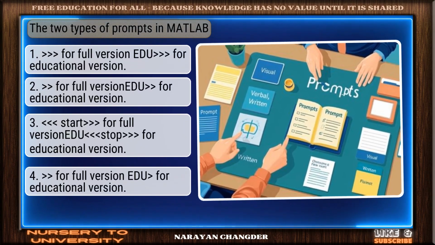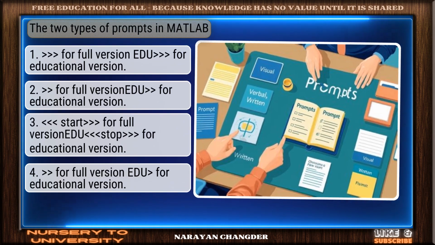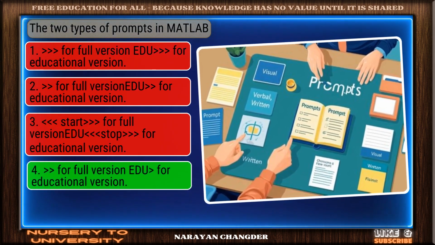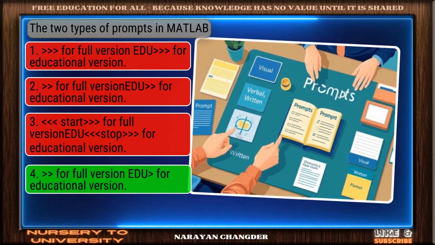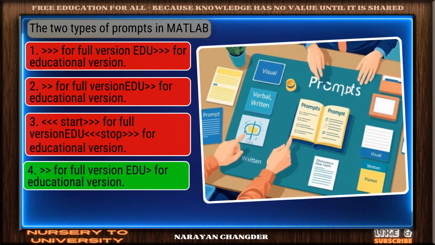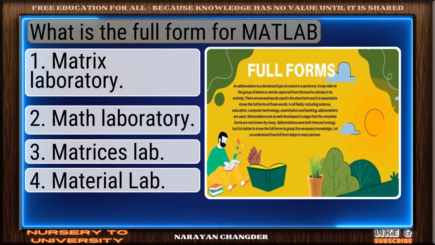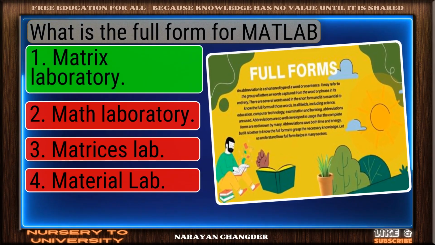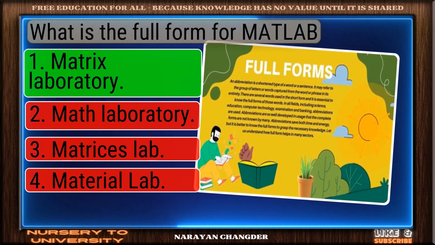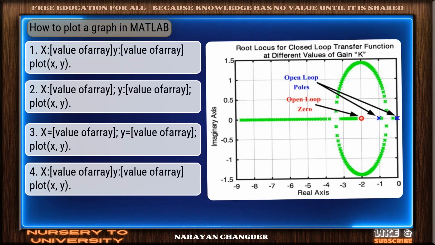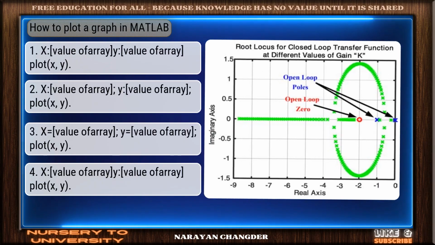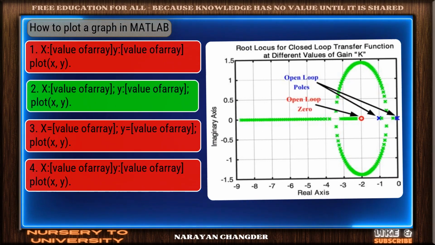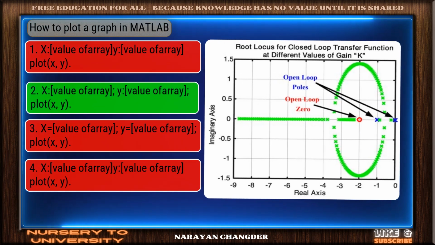Question number 61. The two types of prompts in Matlab. Great thinking. The full version prompt and the educational version prompt is the right choice. Question number 62. What is the full form for Matlab? Correct. Matrix Laboratory is the right answer. Question number 63. How to plot a graph in Matlab? Perfect. plot(x, y) is the correct choice.